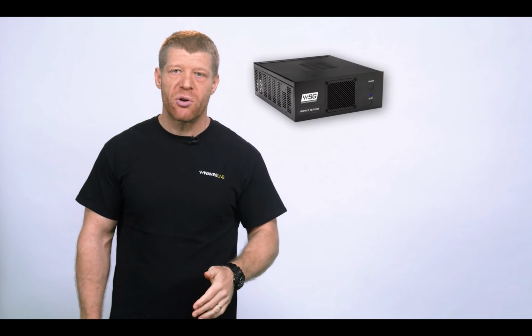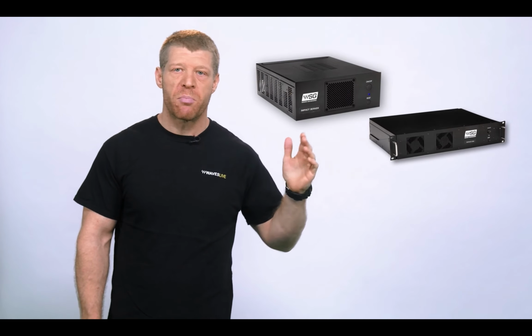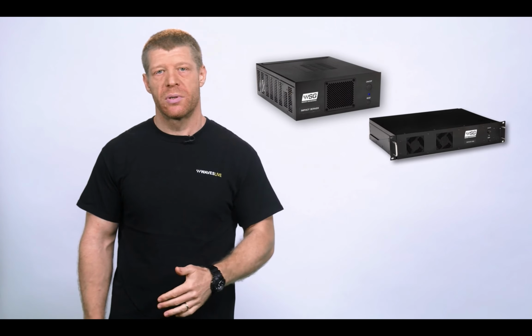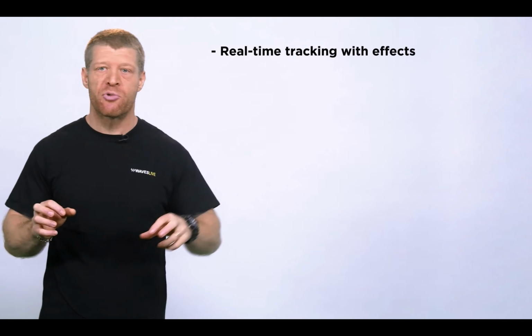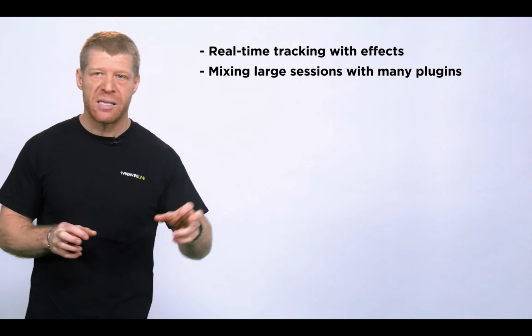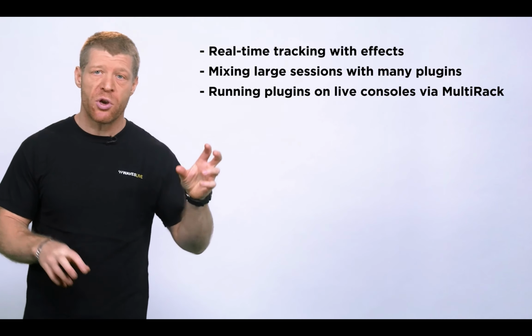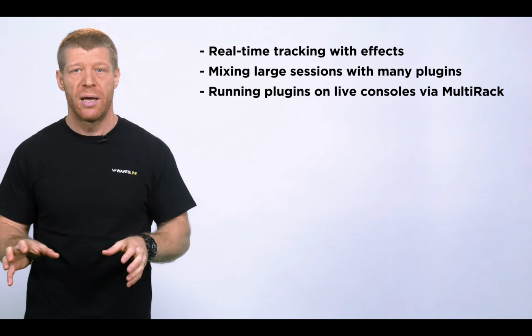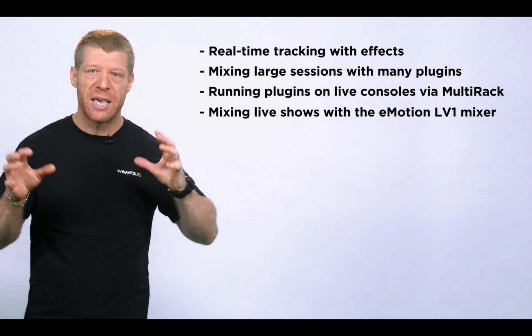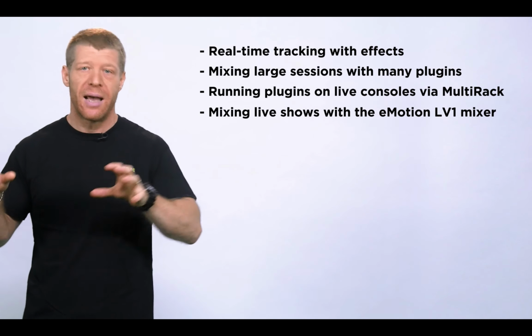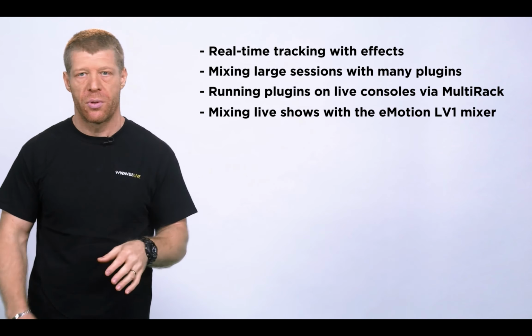A Soundgrid DSP server is a number cruncher designed to take the processing load off of your computer. Audio in the Soundgrid network runs through the server and it's processed with Soundgrid-compatible plugins. The server provides low-latency audio turnaround, thus allowing time-critical applications such as real-time tracking with effects, mixing massive sessions and using many plugins in studio settings, using Soundgrid plugins with your physical live console via multi-rack, and even running live shows using the Emotion LV1 software mixer at front-of-house, monitors, or both.